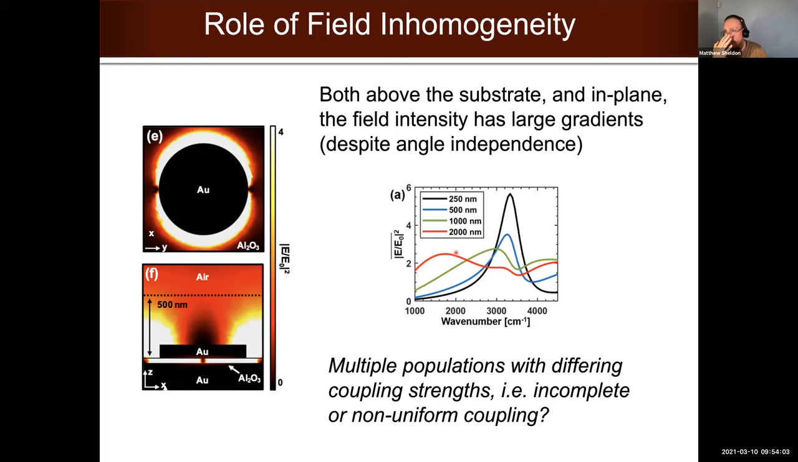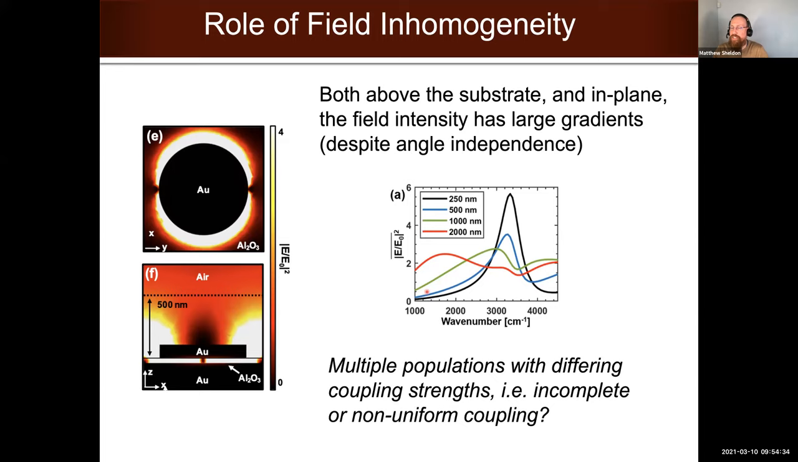And that is they have pretty high inhomogeneity in the field distribution. So even though I was able to show you that there's no angle independence or no angle dispersion, every orientation of molecule should be able to couple at the frequency we're interested in. Still, in space, there's regions where the field is higher or lower, both in plane, which is what I'm depicting here on the left, and in the space above the substrate. This is the field distribution at a given energy as a function of distance above the surface.